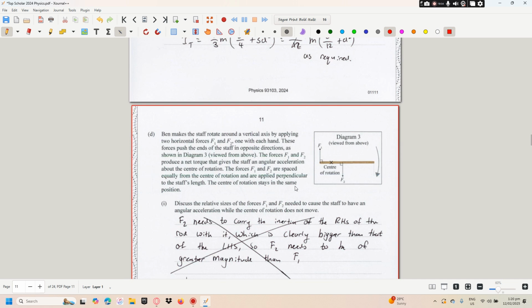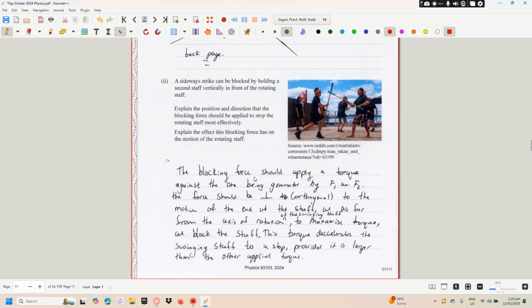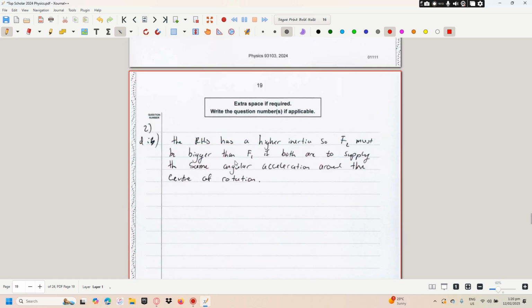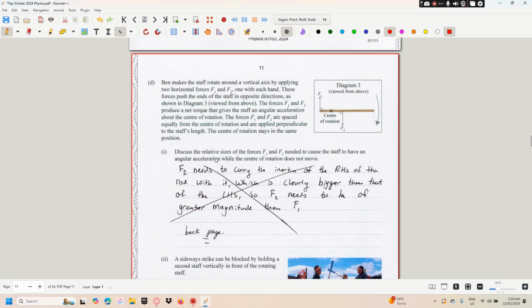Alright. The next question is part D. I actually wrote a very similar answer, but on the back page. Well, we'll read the question first. So we've got the stick rotating as described above. We've got F1 and F2. Discuss the relative sizes of F1 and F2. That's F1, that's F2. The center of rotation does not move.